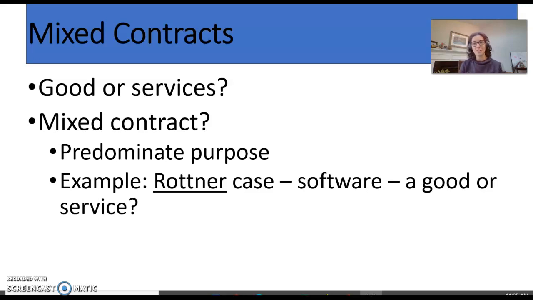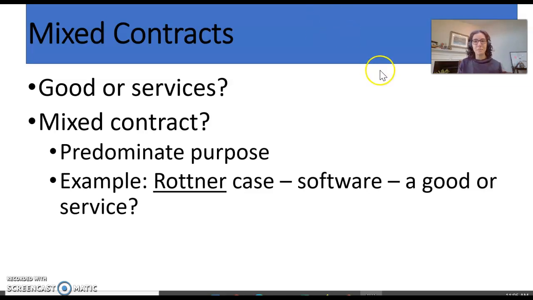And here's where I want you to either pause the video, or if you haven't done it already, make a note to go back to your textbook and look at this really fun, interesting case called Rotner. It was a case involving the sale of software. Is software for your computer a good or a service? I'll leave you to read the case to find out what that particular court said, but I think it's a really good modern example of the struggle that courts face just to find out if Article 2 of the Uniform Commercial Code even applies.